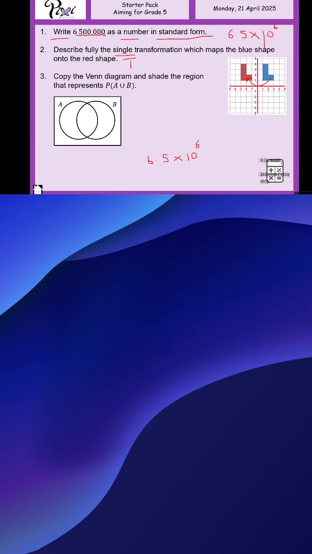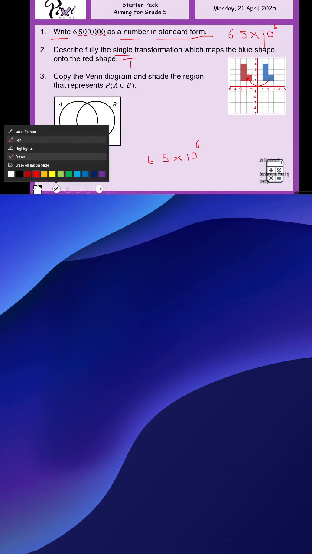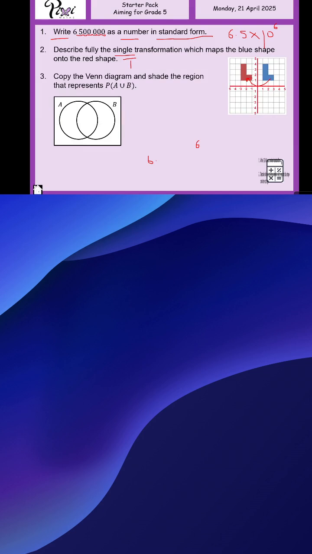Is it the power of 6? Yes, it is. So 10 to the power of 6. So 6.5 times 10 to the power of 6.